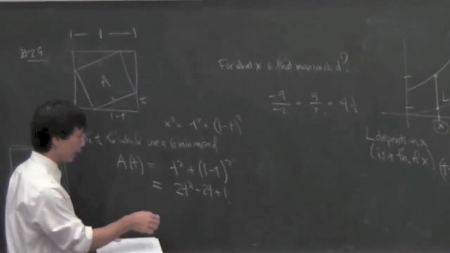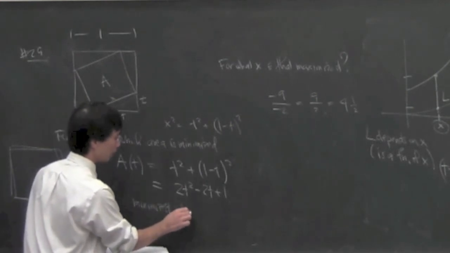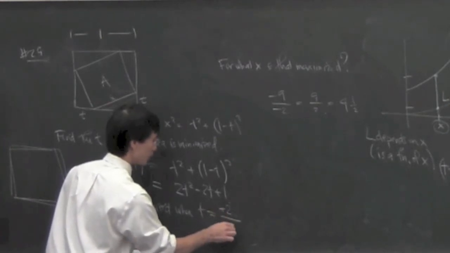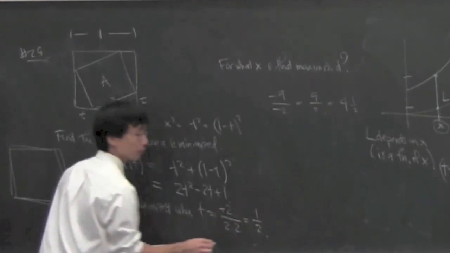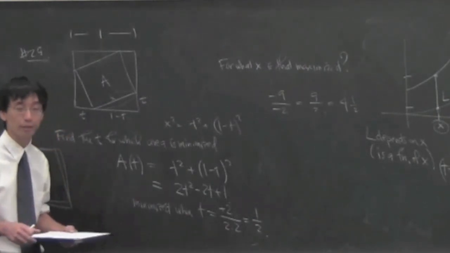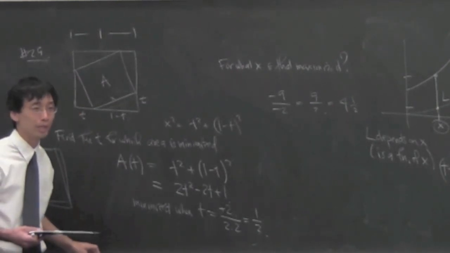Right? And we see that it's minimized when t equals negative b over 2a. In other words, a half. As we intuited. Okay, so like I said, the actual story is much, much deeper than this. You'll get to it when you take the next course.